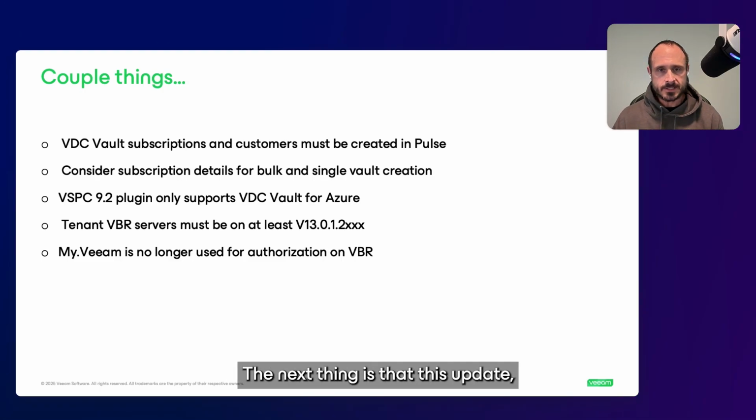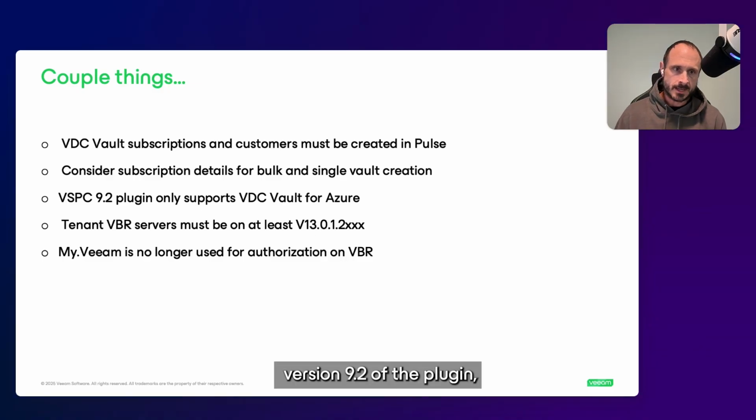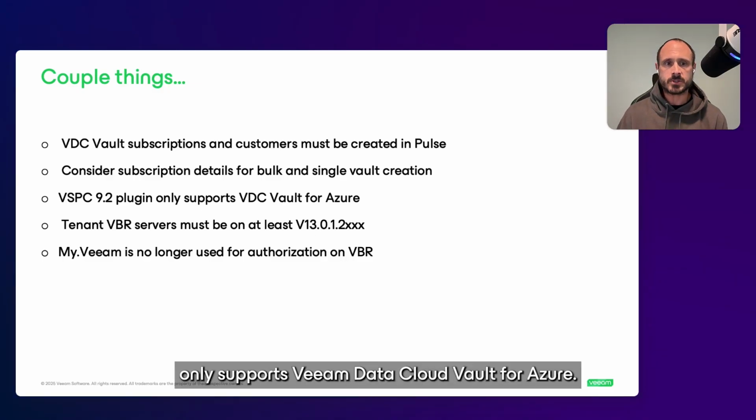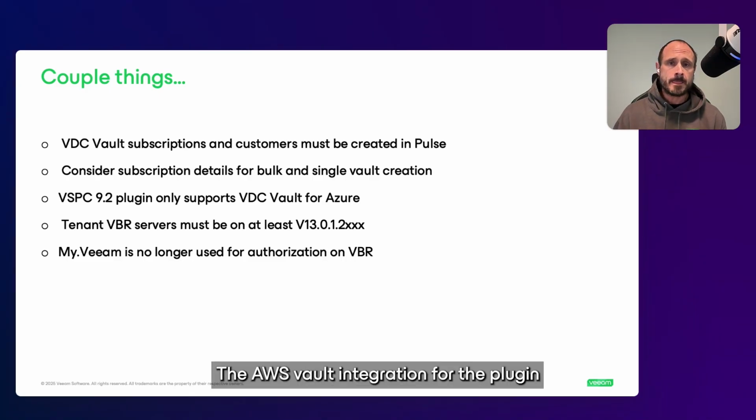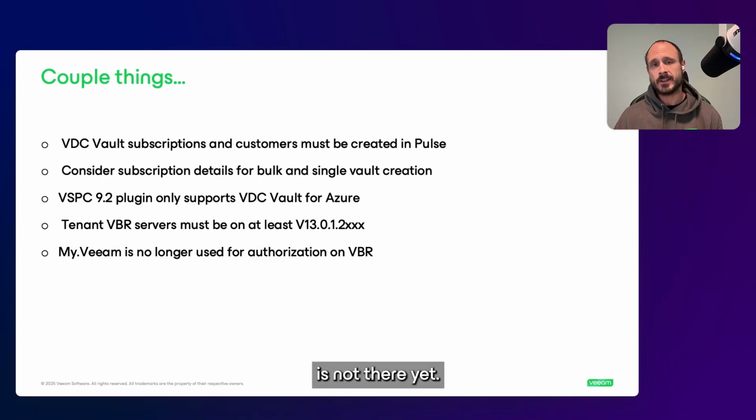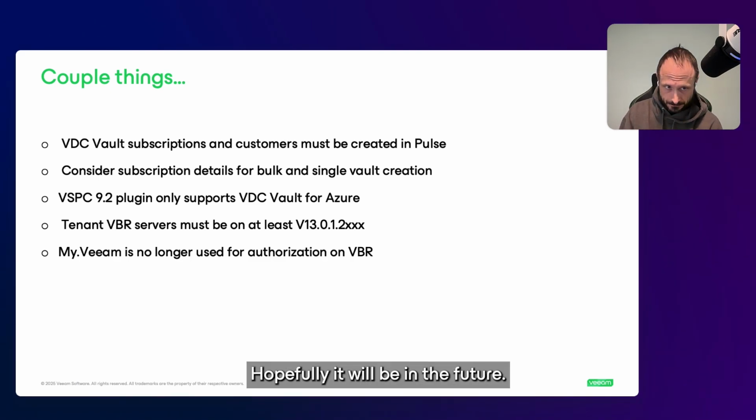The next thing is that this update, version 9.2 of the plugin, only supports Veeam Data Cloud Vault for Azure. So there is two cloud options, that's Azure and AWS. The AWS Vault integration for the plugin is not there yet. Hopefully it will be in the future.